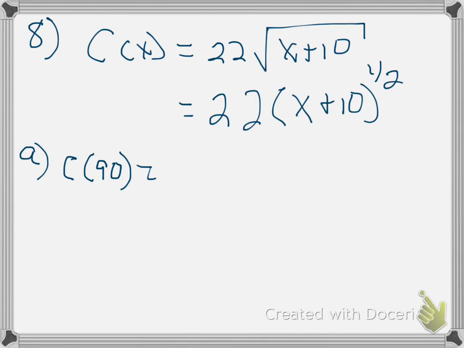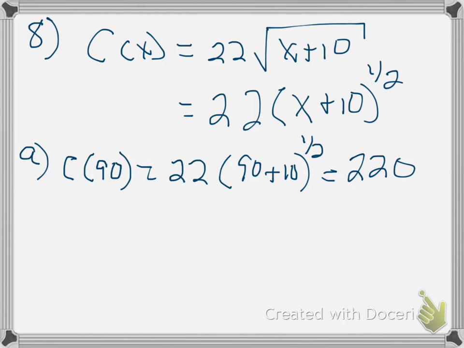Well, C of 90 is the cost of producing 90 units. That equals 22 times 90 plus 10, that makes 100, raised to the 1/2 power. The square root of 100 is 10, times 22 is 220. So the cost of producing 90 units is 220.